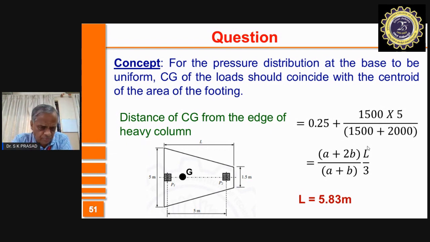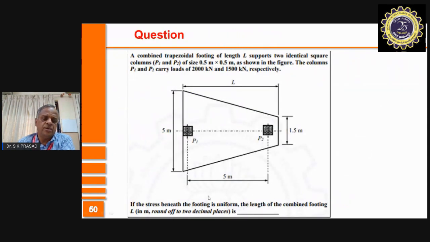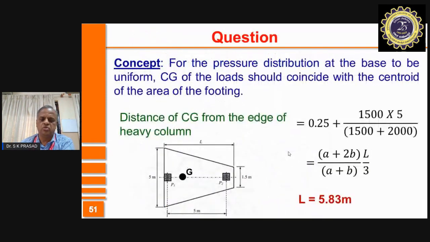So the question here, at the bottom, says that if the stress beneath the footing is uniform, the length of the combined footing L in meters will be, rounded off to two decimal places. So when it is rounded off to two decimal places, it is 5.83 meters.